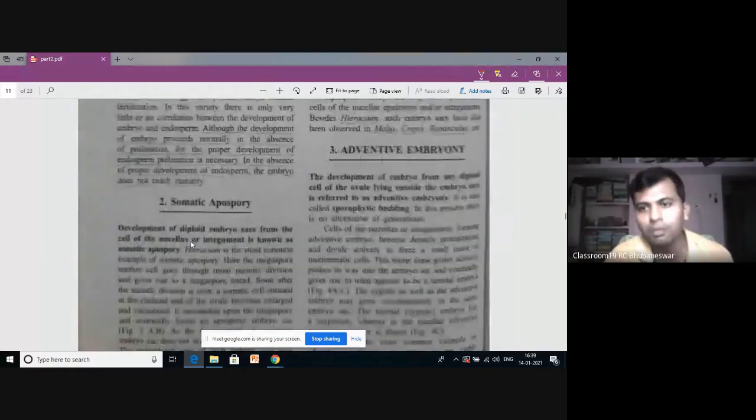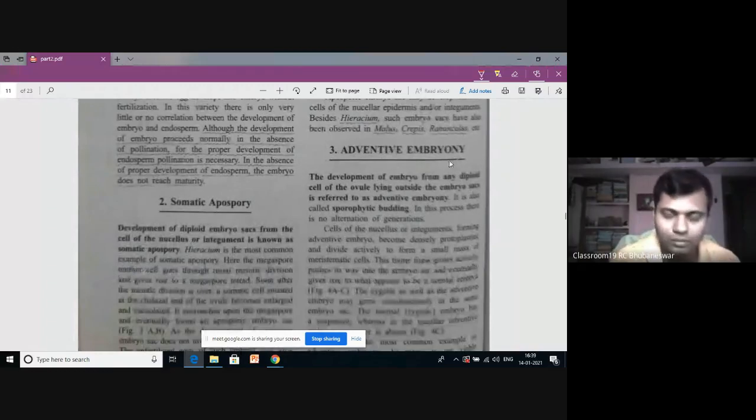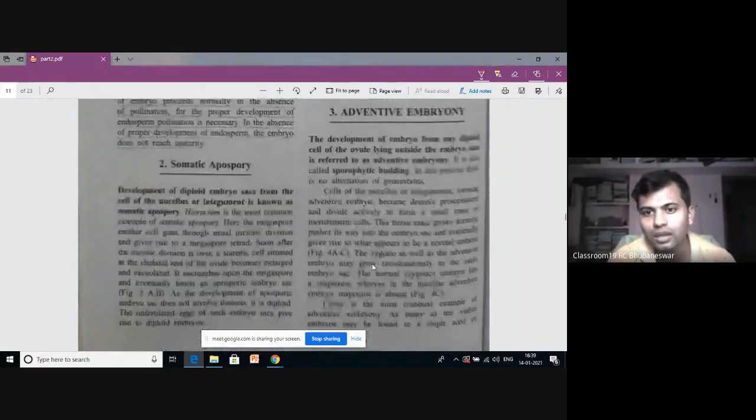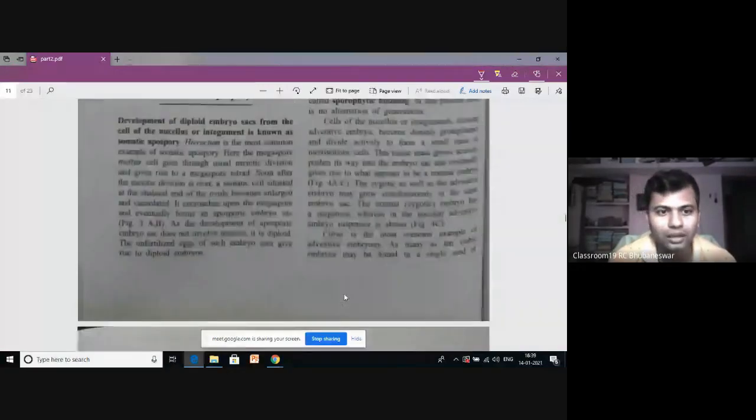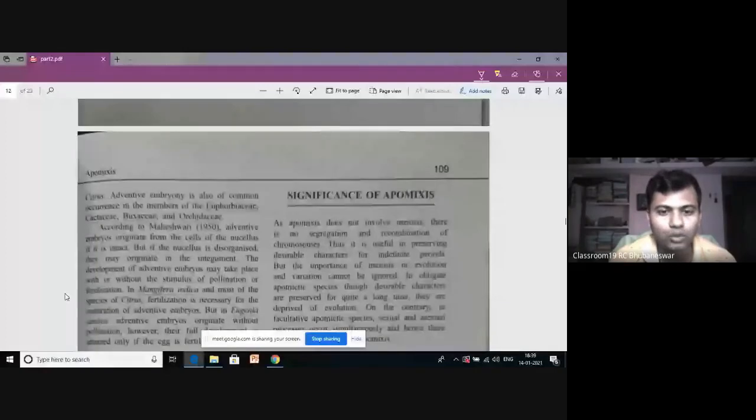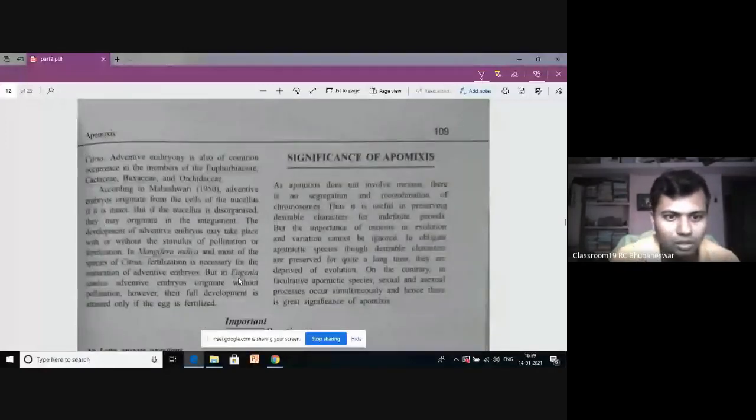Next is the adventive embryony. In adventive embryony, no embryo sac forms. Only the cells of the nucellus or integument directly act as a zygote, and they follow the same pattern as the zygote follows for the development of the embryo, which we have already discussed in case of polyembryony. It is found in citrus, mangifera, eugenia, euphorbiaceae, orchidaceae, etc.